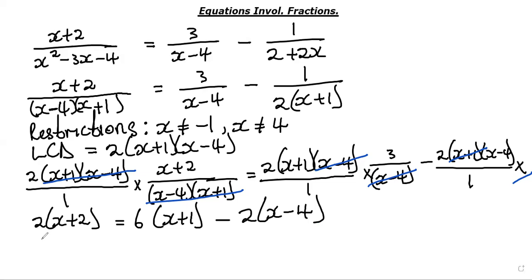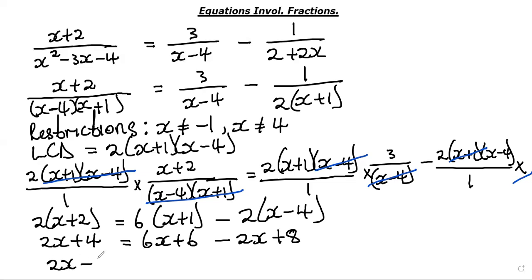Then at this point, we have to distribute. So 2 times x, we get 2x plus 4. Then here we get 6x plus 6. Then you say minus 2x plus 8. On your left-hand side, you have 2x plus 4. What about on the right? 6x minus 2x, you get 4x. And then you say 6 plus 8. It's just going to be 14.